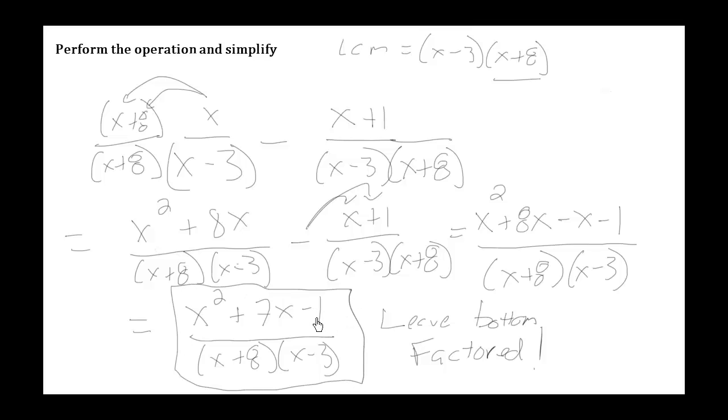Alright, let's look at one more. Alright, here we go. Here's our problem. I've got x over x squared plus 5x plus 6 plus a 7 over x squared plus 2x minus 3. Okay, perform the operation and simplify.